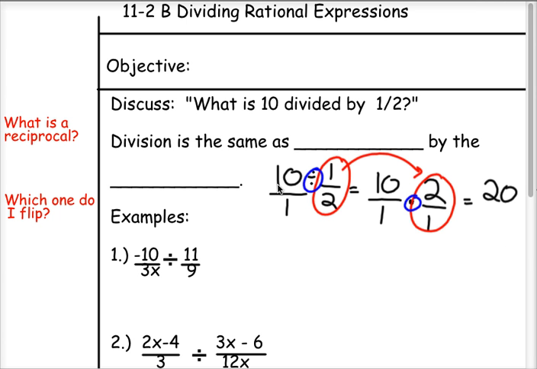So that's the key to dividing all of these. You end up multiplying by the reciprocal. So your first couple blanks, that is what you're supposed to put in. It's the same as multiplying by the reciprocal.